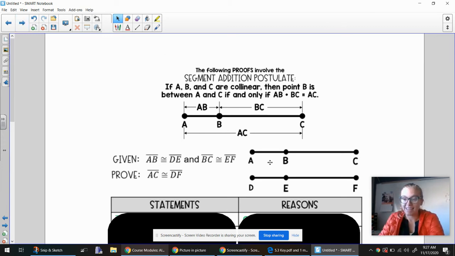So, like I said at the top of this video, each of the proofs we're going to do in this video uses the segment addition postulate, which means if A, B, and C are collinear, if they're on the same line, then point B is between A and C if and only if AB plus BC equals AC. In layman's terms, this means that one part of the segment plus another part of the segment equals the whole segment. We're adding the two small parts to equal the whole. So let's see this in practice.